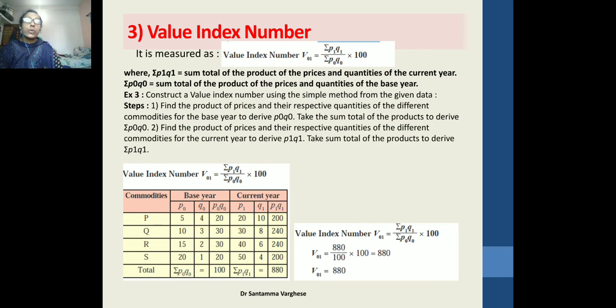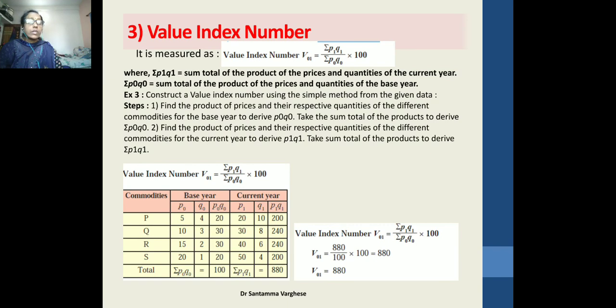Just see the schedule. Got it? If you are not understanding, you can hear it again. The lecture is on YouTube, so you can go through it and listen again and again. So you got the base year P0 Q0, the summation is 100.